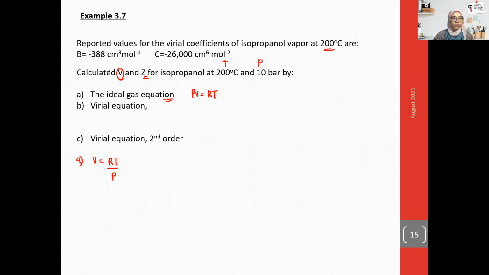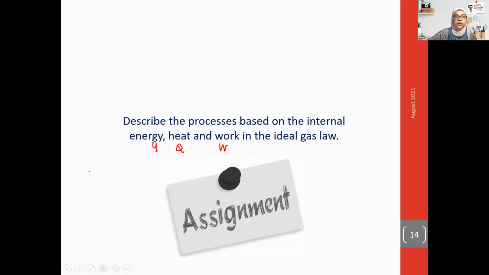Okay, maybe I give you the answer and then you can try to insert the values on your own. This is example 3.7, because I am referring to my reference book. So the answer for this is 34 cm³ over mole. So this is the first answer for A. And then second, using the virial equation. What is the virial equation? PV. Okay, back to here.